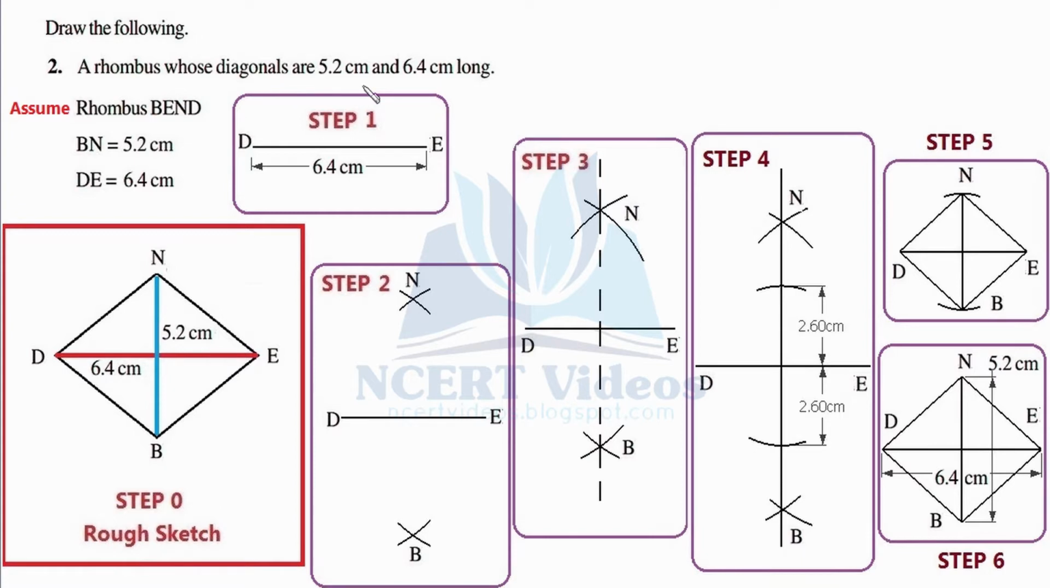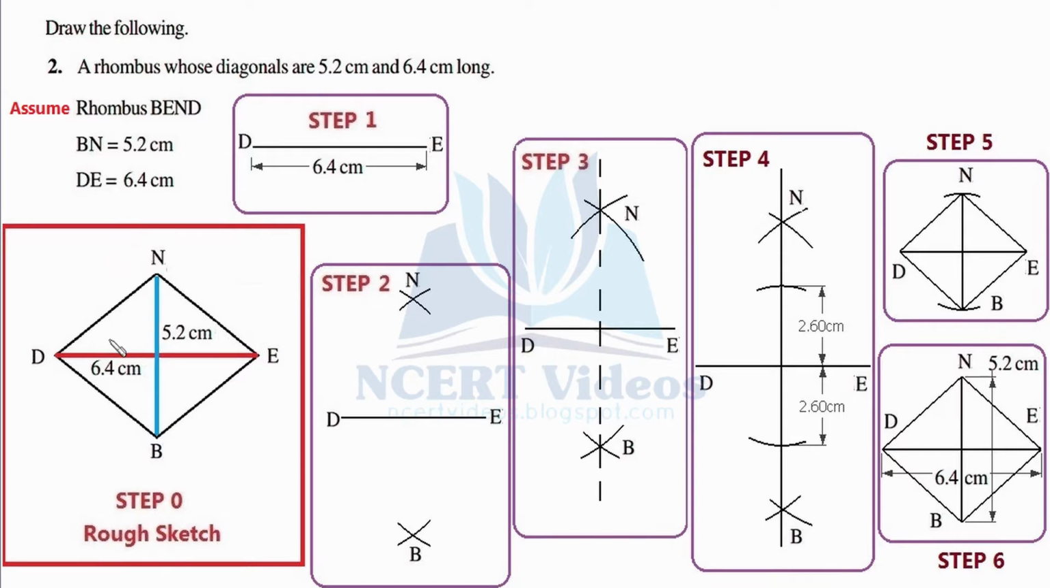Since we are not provided with the name of this rhombus, that is, we are not provided with the vertex names, we assume we are going to construct a rhombus whose name should be BEND, where BN is one of the diagonals. You can know here BN is not continuous, therefore it must be the diagonal, equals to 5.2 centimeter, and another diagonal DE, again it is not continuous, therefore it is a diagonal, equals to 6.4 centimeter. So with our assumption in place, let's try to construct a rough sketch that we also call step number 0.